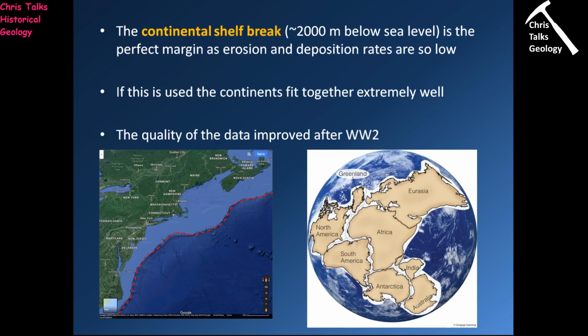Now, the data that supports the jigsaw fit actually improved after World War II, because during World War II there was a large amount of data collected on seafloor measurements, and obviously post World War II that became available to the scientific community, and so that helped to refine the model a little bit. We had a better idea of exactly where the shelf breaks were, etc. So, anyway, the jigsaw fit is the first, most straightforward and very good piece of evidence to support the idea that the continents were once joined together.